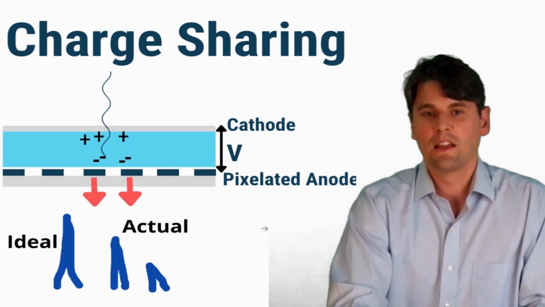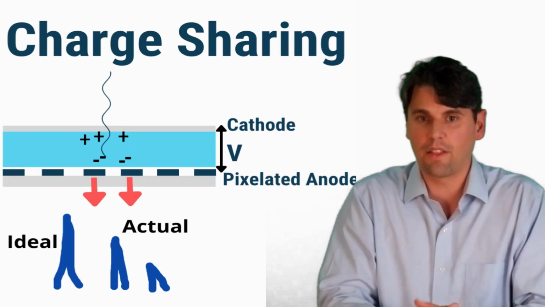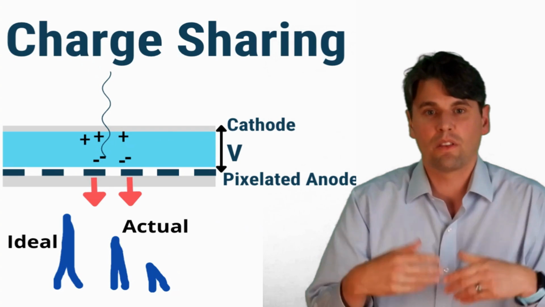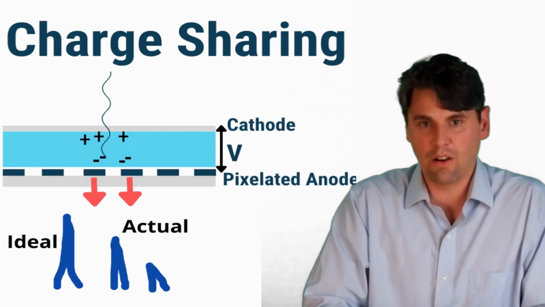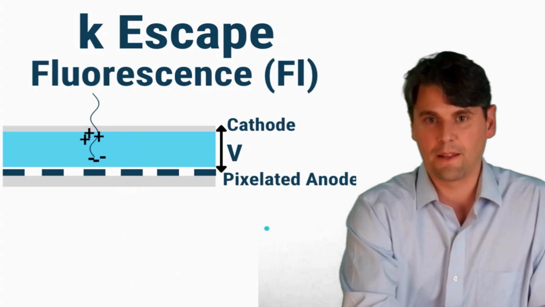But in reality, there can be any number of splittings. If it lands a little bit closer to one than another, then one of the signals might be higher and the other might be lower. So this charge sharing is actually going to be problematic in terms of degrading our image fidelity.